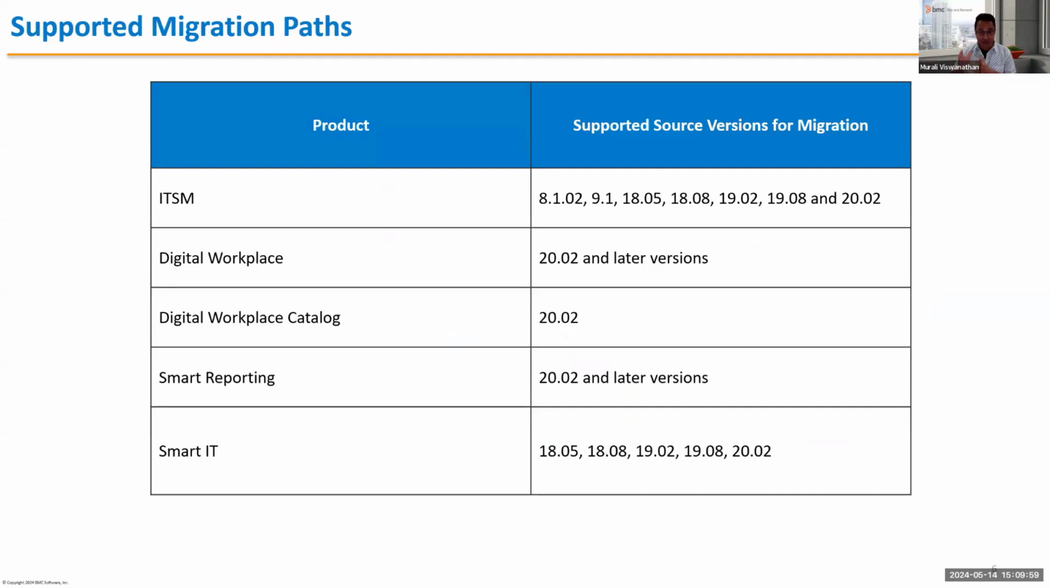Supported migration paths. So the minimum source versions are on your screen. For ITSM, we do have a longer coverage from your older versions. For Digital Workplace and other products, we expect you to be on 2002, right? Smart IT, we can support from 1805. So even though we say Smart Reporting 2002, there's a target version of Smart Reporting. It's 21.05, and after that we are not supporting Smart Reporting. So that's the last version you can get. But we strongly encourage customers to start looking at dashboards and start creating the reports there.